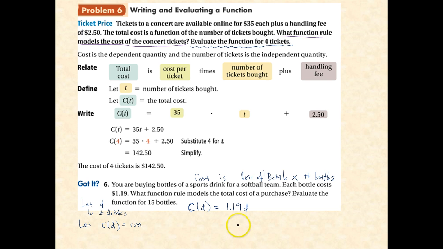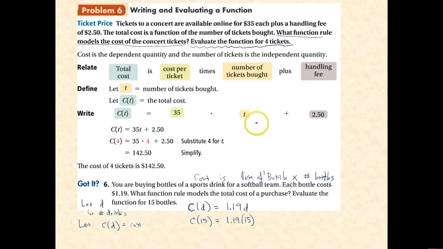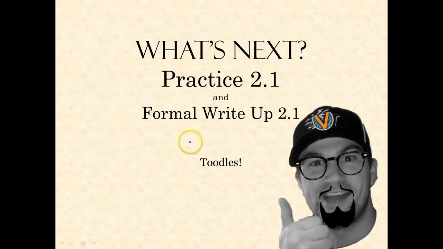Alright, now I need to evaluate the function for 15 bottles. C of 15 is 1.19 times 15. 1.19 times 15 is 17.85. So C of 15 equals 17.85. That means I'm going to drop $17.85 on sports drink.